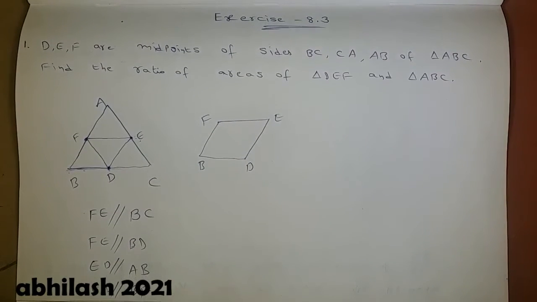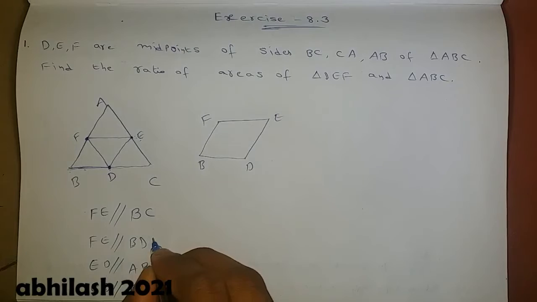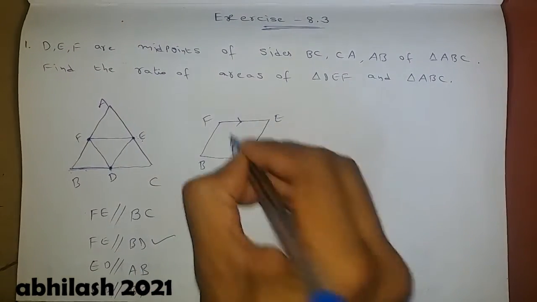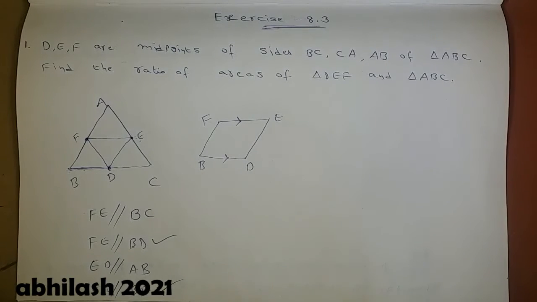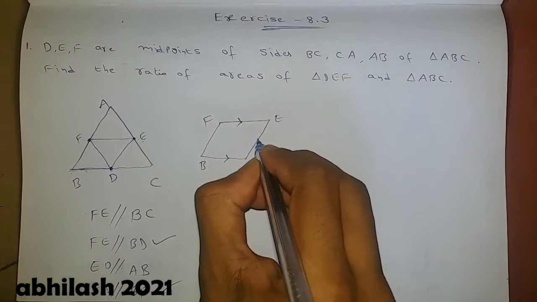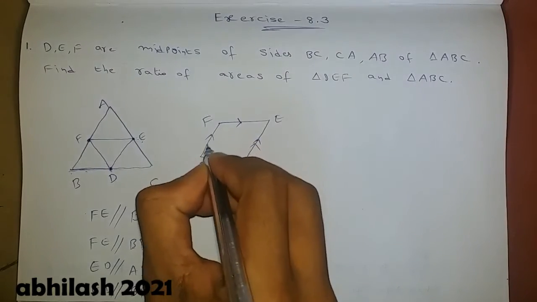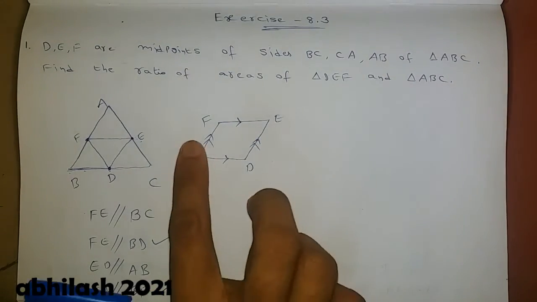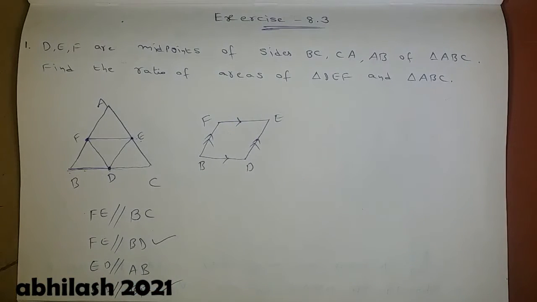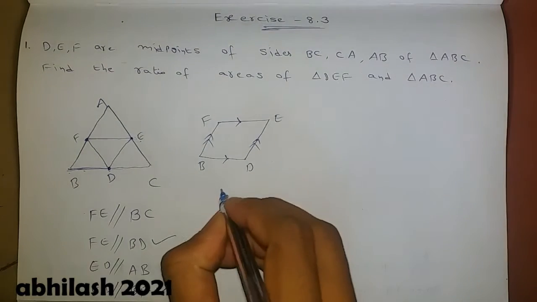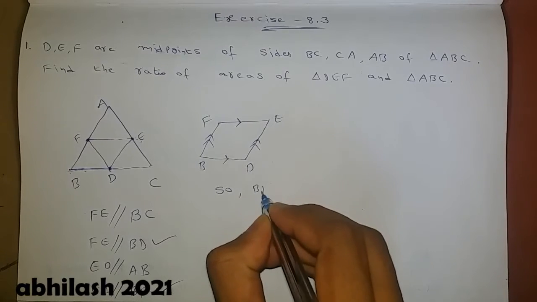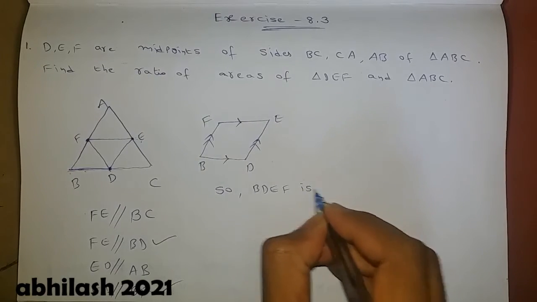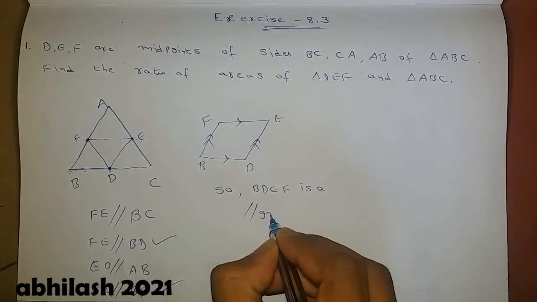So if we observe, FE is parallel to BD. Next, ED is parallel to BF. Opposite sides are parallel to each other, so this figure BDEF is a parallelogram.